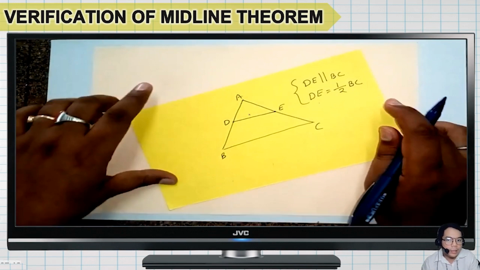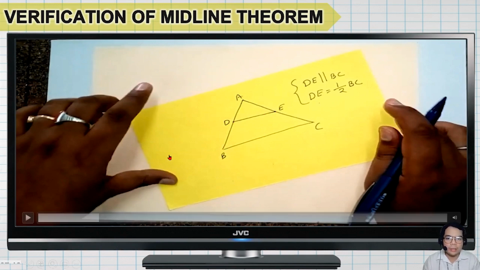First is that this midline DE is parallel to the third side which is side BC. That's the first one kasi yun yung binanggit kanina, 'di ba? Parallel daw yung midline dun sa pangatlong side ng ating triangle. At the same time, ito yung pangalawa nating i-verify. Paano natin maipapakita sa activity na to na itong measurement ng midline which is DE is half the measurement of the third side which is BC? Ayan. So, paano natin mapapakita? Let's continue the video.